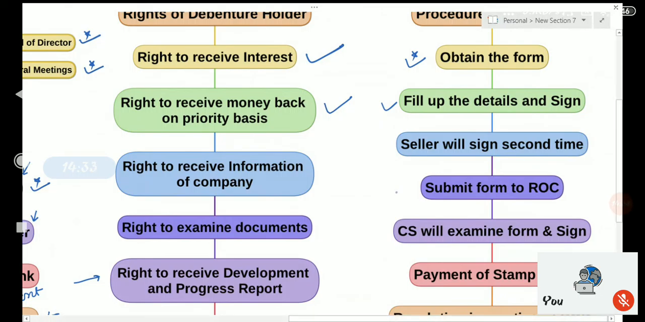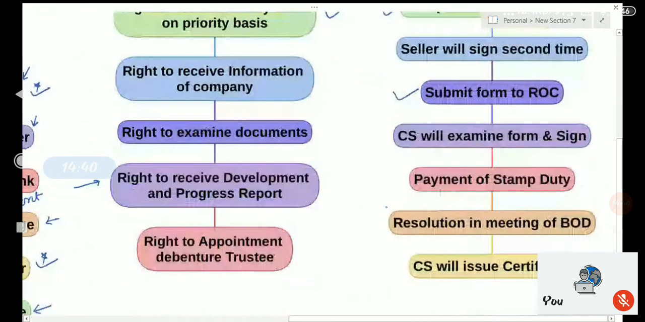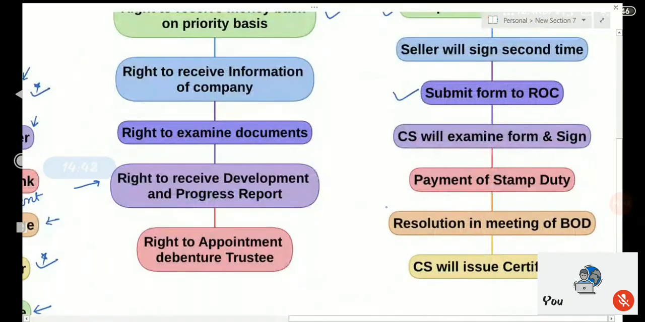Submit it with the registrar of the company. The company will have a registrar. You need to submit it over there. The company secretary will examine the form. He will examine that all the details duly filled by the transferor or transferee are correct. He will also examine the specimen signature, whether the signature is proper or not.